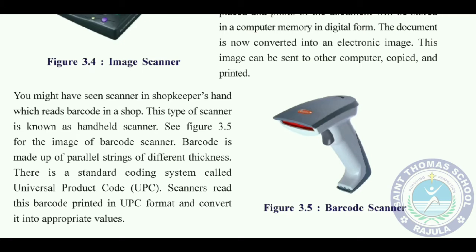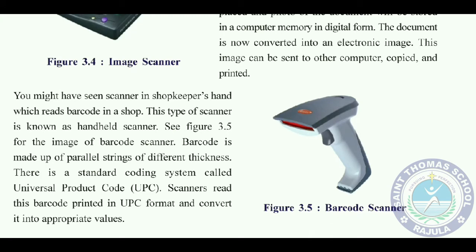Each and every product, such as the food packets we purchase, has a barcode. So what is a barcode? A barcode is made up of parallel strings of different thickness. In every packet the barcode is there, made up of parallel strings with different thickness. There is a standard coding system called the Universal Product Code. With the help of this UPC code, all barcodes are made.